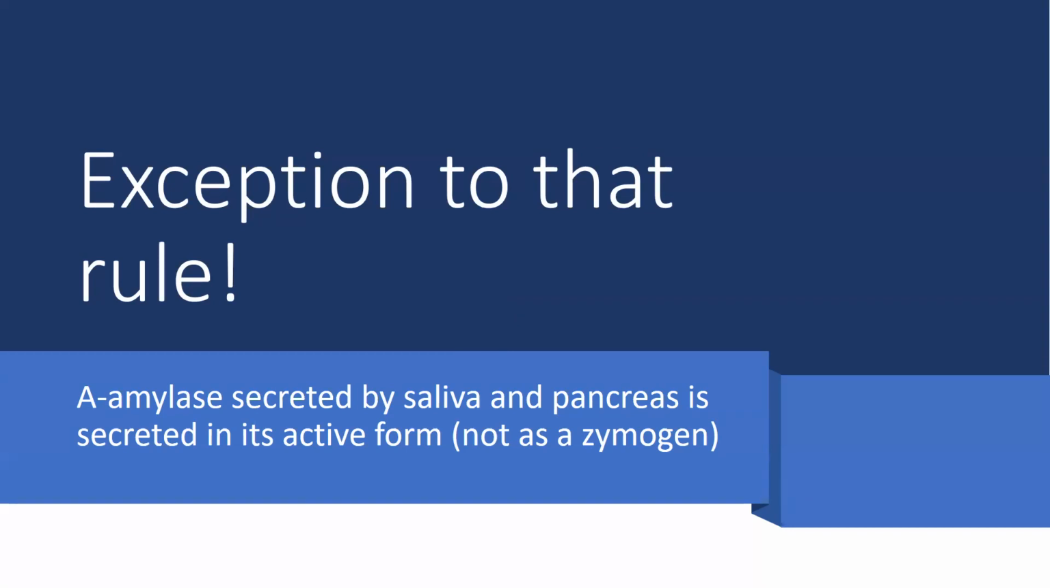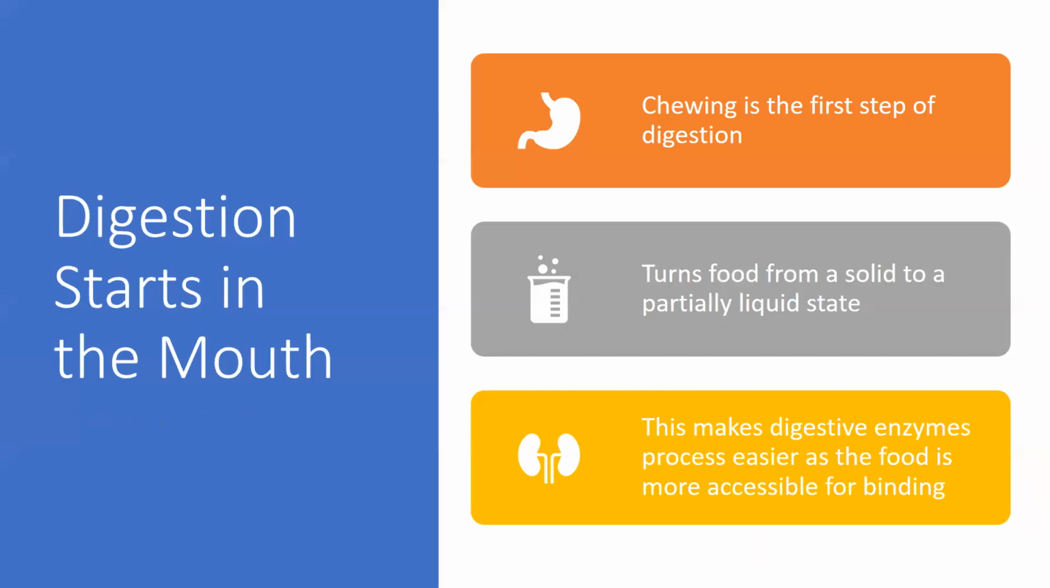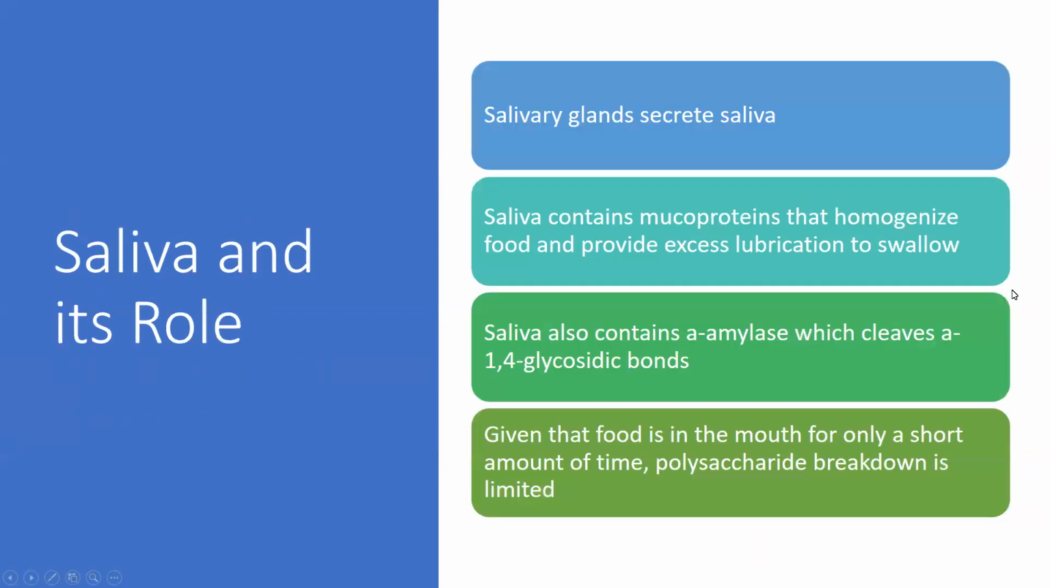Carbohydrates. So we start with chewing and then we'll swallow. Saliva is important. Not only does it contain alpha amylase that helps cleave 1,4-glycosidic bonds, these are bonds that are in a lot of our carbohydrates. So this is how it's starting that process.